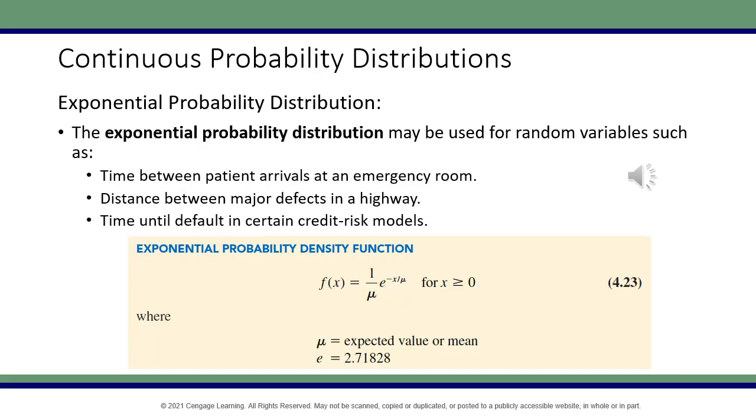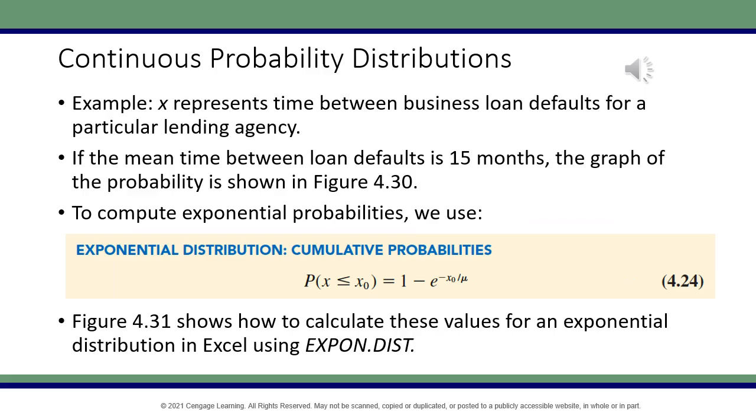Now, let's move on to our final distribution, the exponential probability distribution. The exponential distribution is often used to model random variables such as time between patient arrivals at an emergency room, distance between major defects in a highway, time until default in certain credit risk models. This distribution is particularly useful for modeling the time between events that occur continuously and independently at a constant average rate. Let's consider an example where X represents the time between business loan defaults for a particular lending agency.